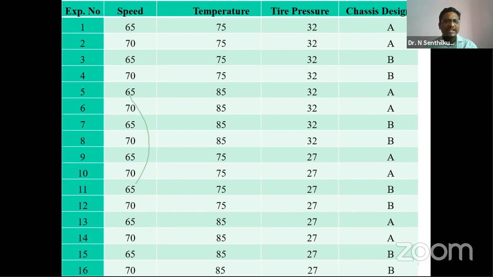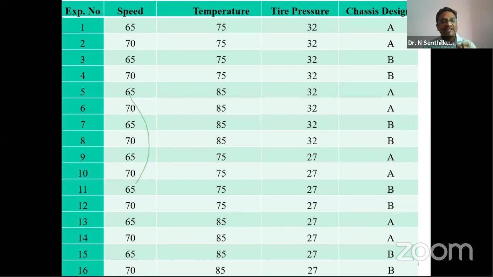So here you can see a different one. The speed is 65, 70, temperature 75, 85, tire pressure 32, 27, but chassis is given as A and B. So these values, 65, 75, 32 and all these things, are called numerical factors. That is, they are in numbers. Whereas the chassis design is given as A and B. That we call categorical parameters.